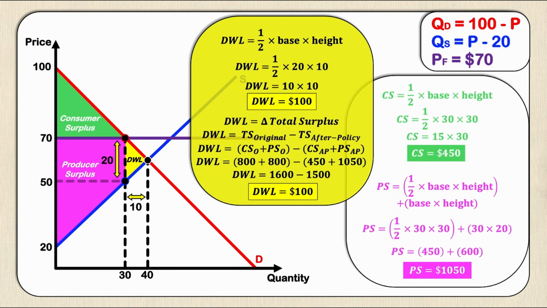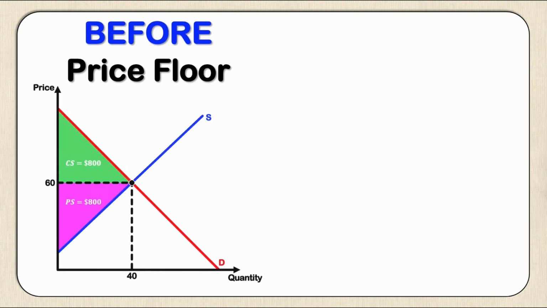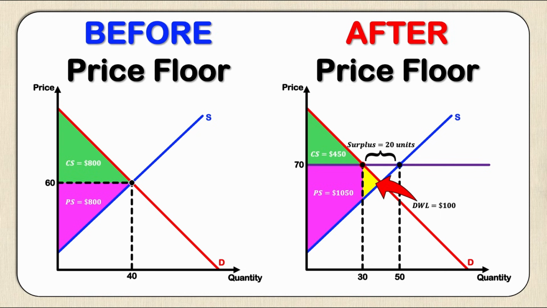Now let's take a look at a summary of everything we've done so far. So before the price floor was implemented, our equilibrium looked like this. We had an equilibrium price of $60 and 40 units were traded in the market. Consumer and producer surplus were the same at $800. Now, after the price floor was implemented, our graph now looks like this. We have a price of 70 with only 30 units being traded in the market, meaning we have a surplus of 20 units. This means that there's 20 units that are being supplied that are not demanded and therefore will not be traded in the market at a price of $70.